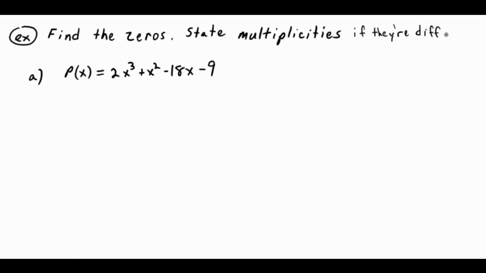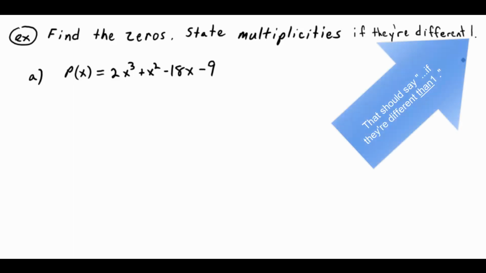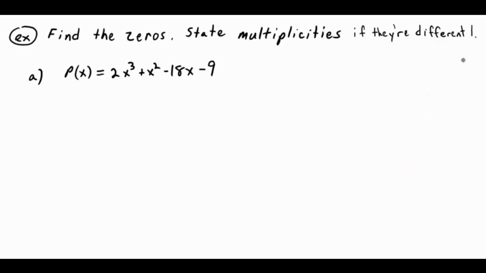If it's a multiplicity of 1, I'm not going to bother. So first polynomial, p of x equals 2x cubed plus x squared minus 18x minus 9.